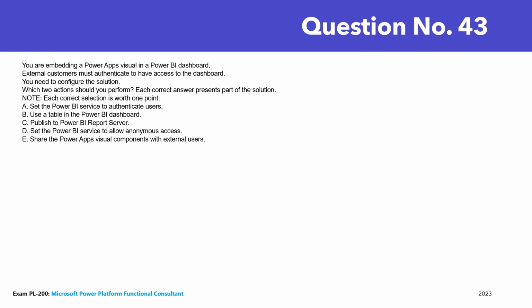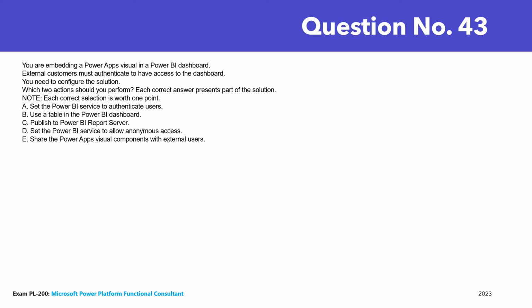You are embedding a Power Apps visual in a Power BI dashboard. External customers must authenticate to have access to the dashboard. You need to configure the solution. Which 2 actions should you perform? Each correct answer presents part of the solution. Note, each correct selection is worth 1 point.